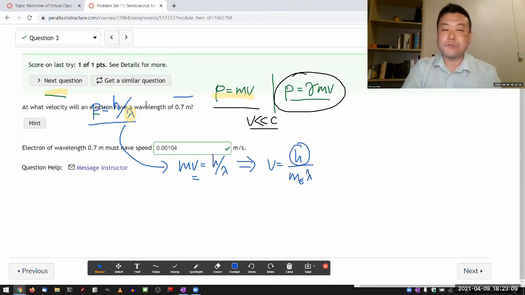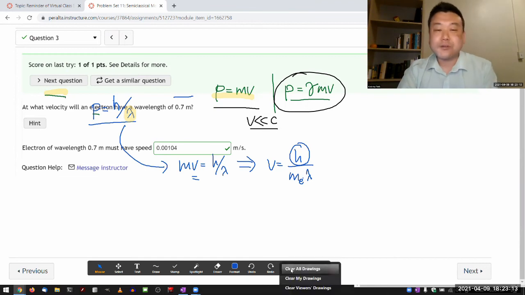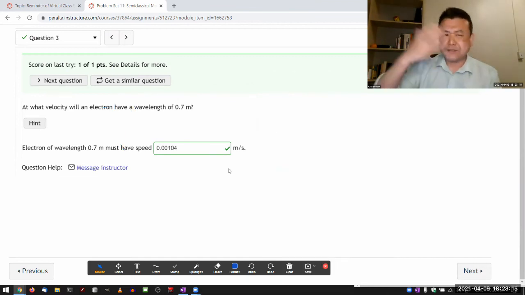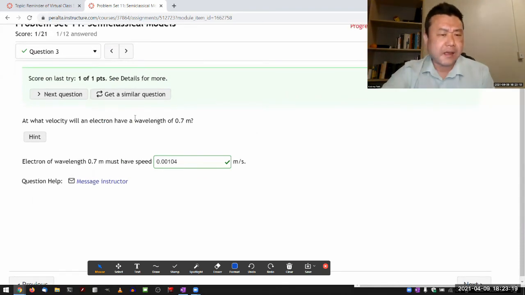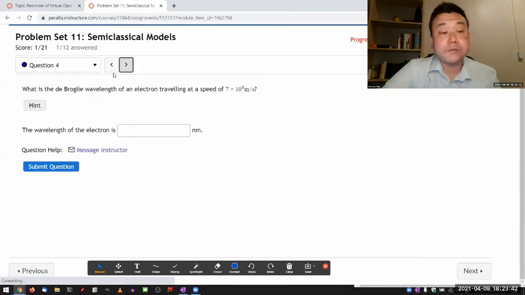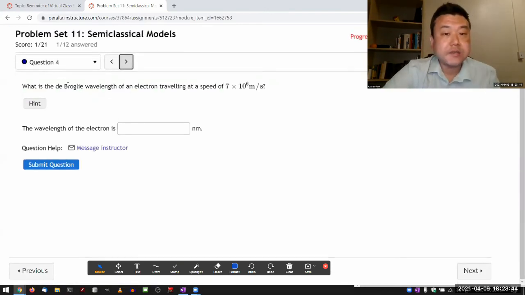So the wavelength of 0.7 meters for an electron is kind of purely hypothetical. It's not something that's experimentally achievable for an electron. So these are number sense questions. And it's kind of the same deal here.